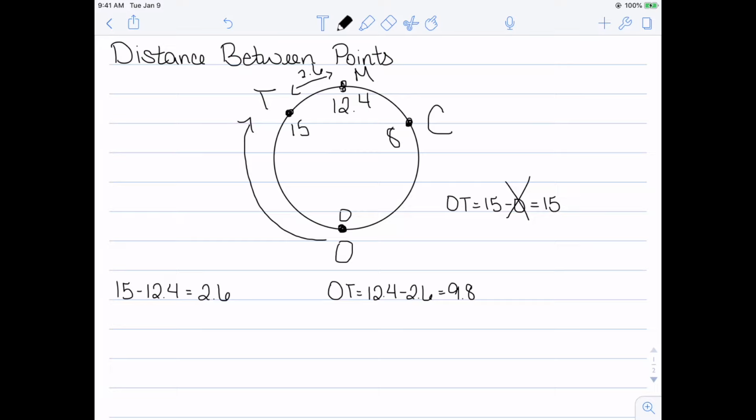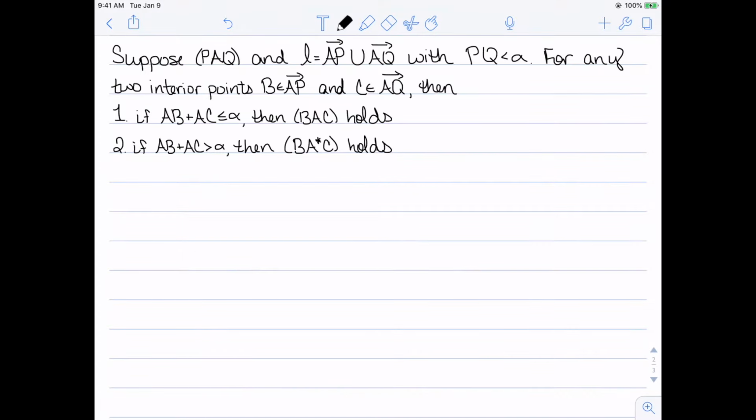So essentially, we want to try to find a way to formalize exactly what we just did here. In order to formalize this, we need to start with a theorem. So here's our theorem, and we're specifically assuming that alpha is finite. Alpha is less than infinity. So let's suppose I have the betweenness relation PAQ, and I know that my line L is the union of the ray AP and the ray AQ, where the distance between P and Q is less than alpha.